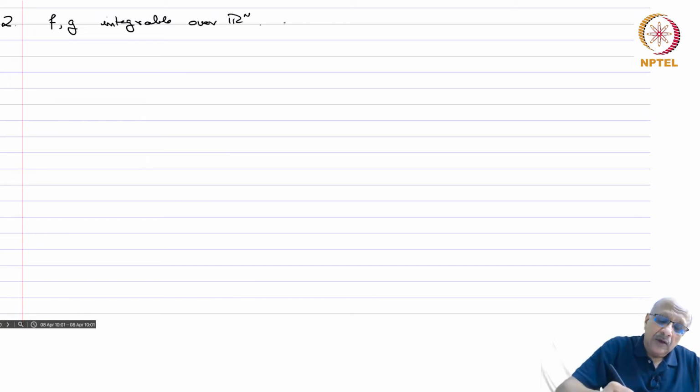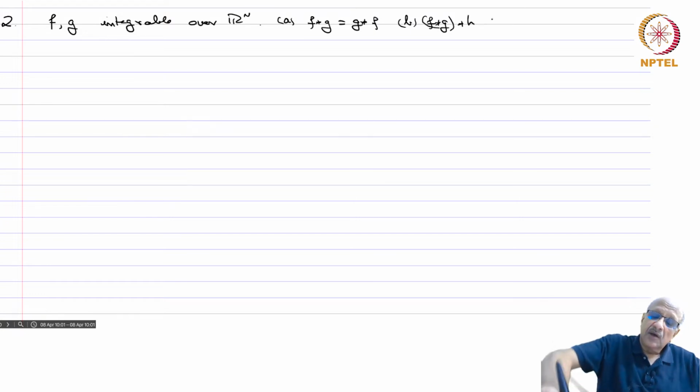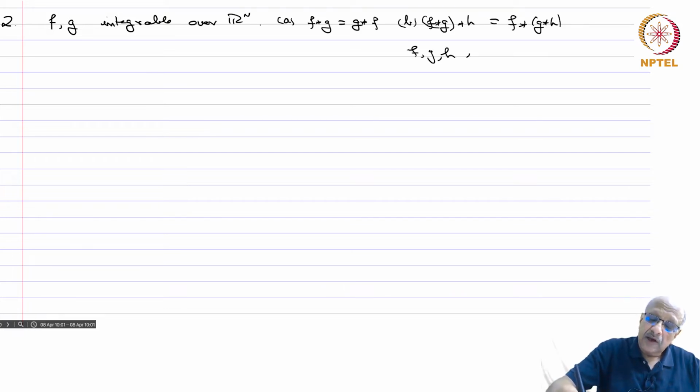Exercise 2. f and g integrable over R^n, and then show that (a) f star g equals g star f, and (b) f star g star h equals f star g star h, where f, g, h are integrable over R^n.